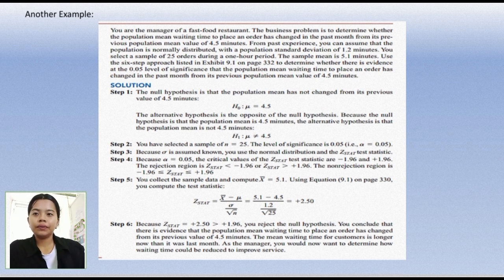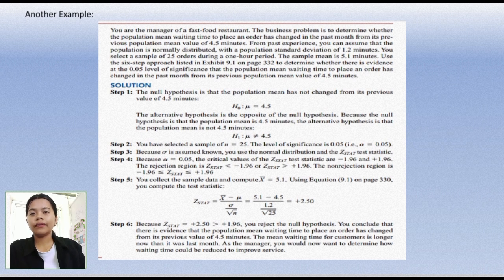So you are the manager of a fast food restaurant. The business problem is to determine whether the population mean waiting time to place an order has changed in the past month from its previous population mean value of 4.5 minutes. From past experience, you can assume that the population is normally distributed with a population standard deviation of 1.2 minutes. Use a sample of 25 orders during a 1-hour period.